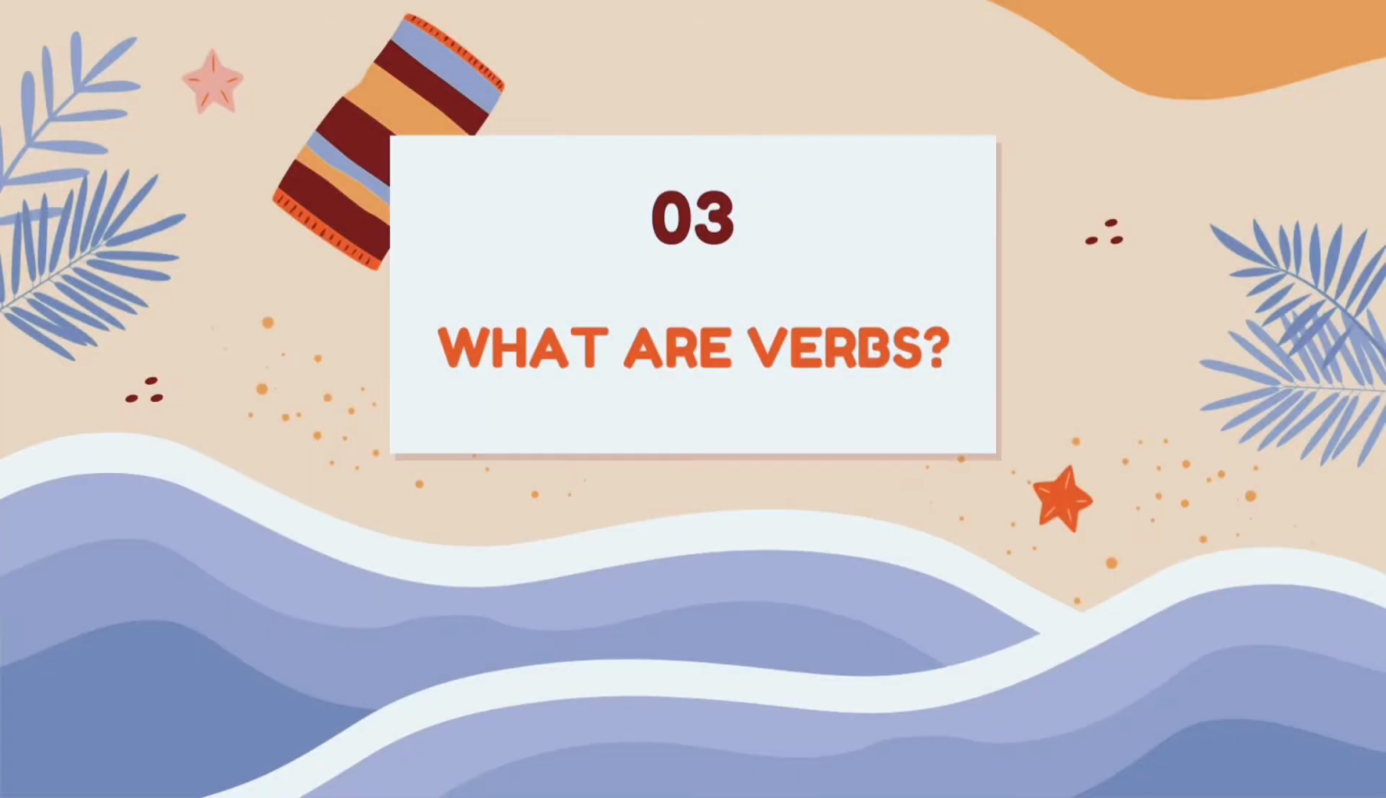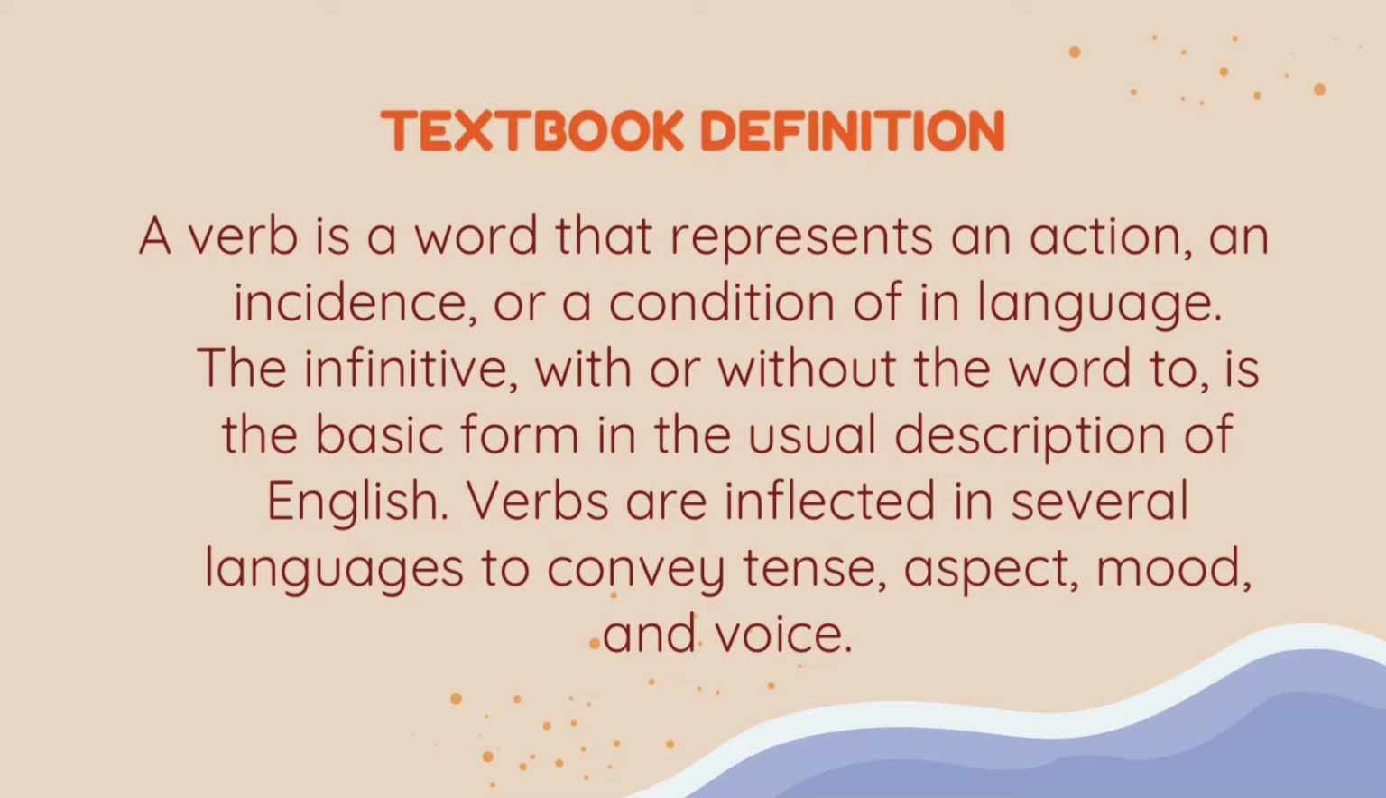Moving on to dive deeper into the verbs. Number 3. What are verbs? The textbook definition is that a verb is a word that represents an action, an incident, or a condition in the English language. The infinitive, with or without the word to, is the basic form in the usual description of English. Verbs are inflected in several languages to convey tense, aspect, mood, and voice.